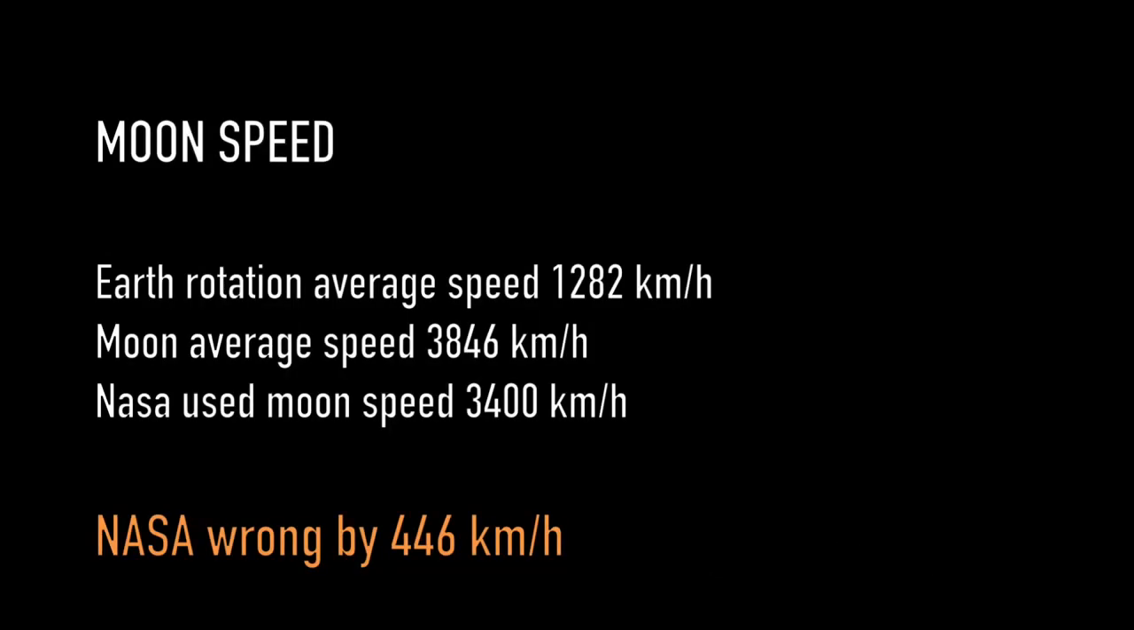The Earth rotation average speed was 1,282 kilometers per hour, with the moon's surface speed across the sphere being 4,005 kilometers per hour, which is the speed of the moon without rotation. The real speed of the moon across the Earth is then 3,846 kilometers per hour, which is 446 kilometers more than the number NASA gave us.